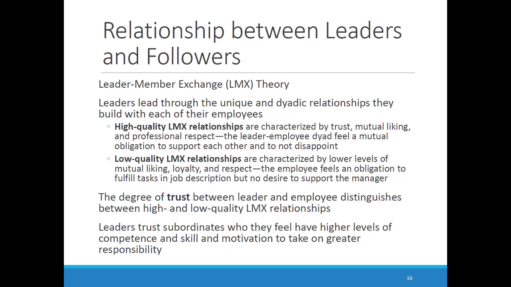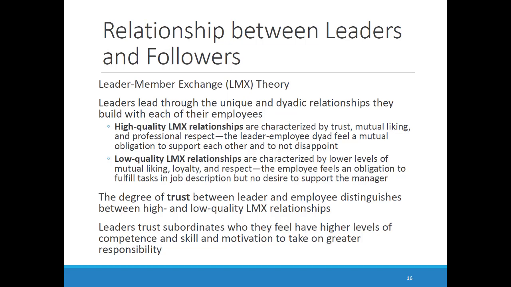And sometimes those relationships are what we call high quality, when the leader and the follower trust each other, they mutually like each other, and they have professional respect for one another. And therefore, because there is that trust and that mutuality, they have a felt obligation to support one another and to not disappoint one another. So typically in that situation, you have a high level of employee satisfaction.